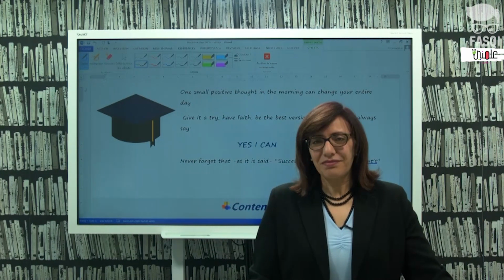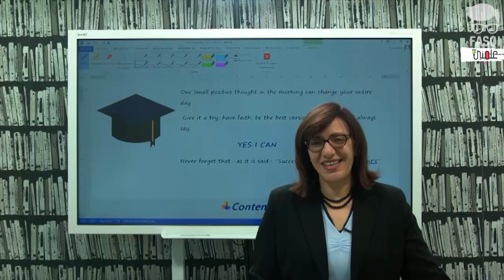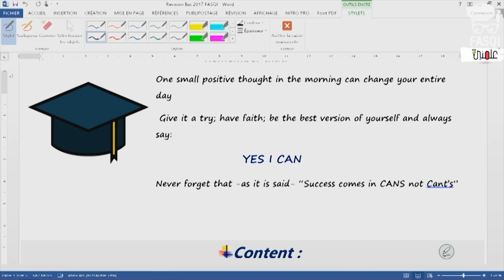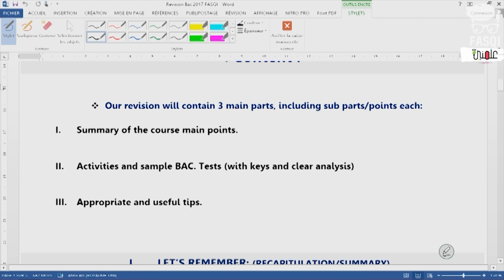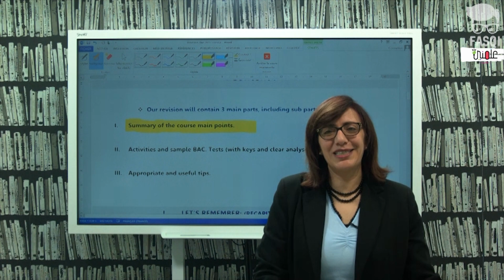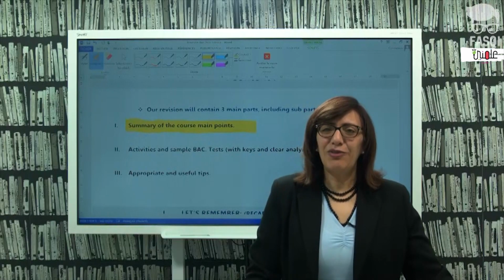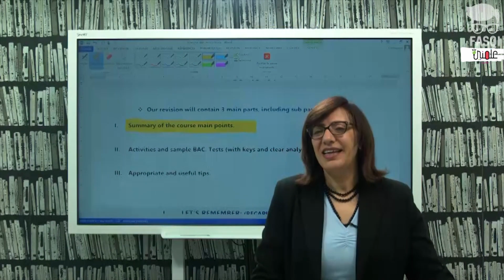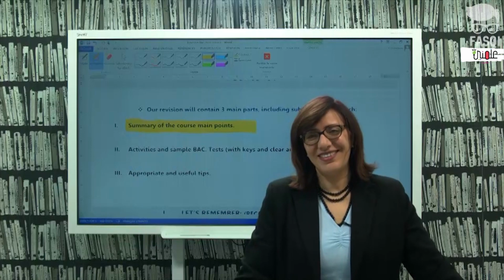Okay, good. For our revision, if you want, we will have 3 main parts. Let's follow. What are they? They're going to be as such. We're going to start with a summary of the main points in all the courses of our textbook, including vocabulary, grammar, structure, functions, main ideas, etc. So it's an overall view for all our textbook.